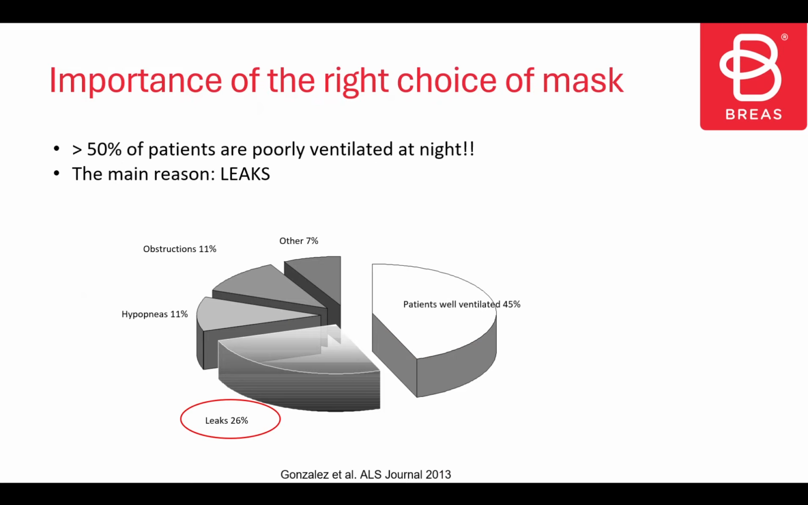Look at this study published in 2013 by Professor Gonzalez in neuromuscular patients. Specifically, he showed that more than 50% of patients are not well ventilated at night. You see that 45% of patients are well ventilated and the remainder, that is 55%, are not well ventilated 1 month after initiating ventilation. And what is the main reason why patients are not well ventilated? Well, it's the leaks. Leaks probably due to a poor choice of mask.